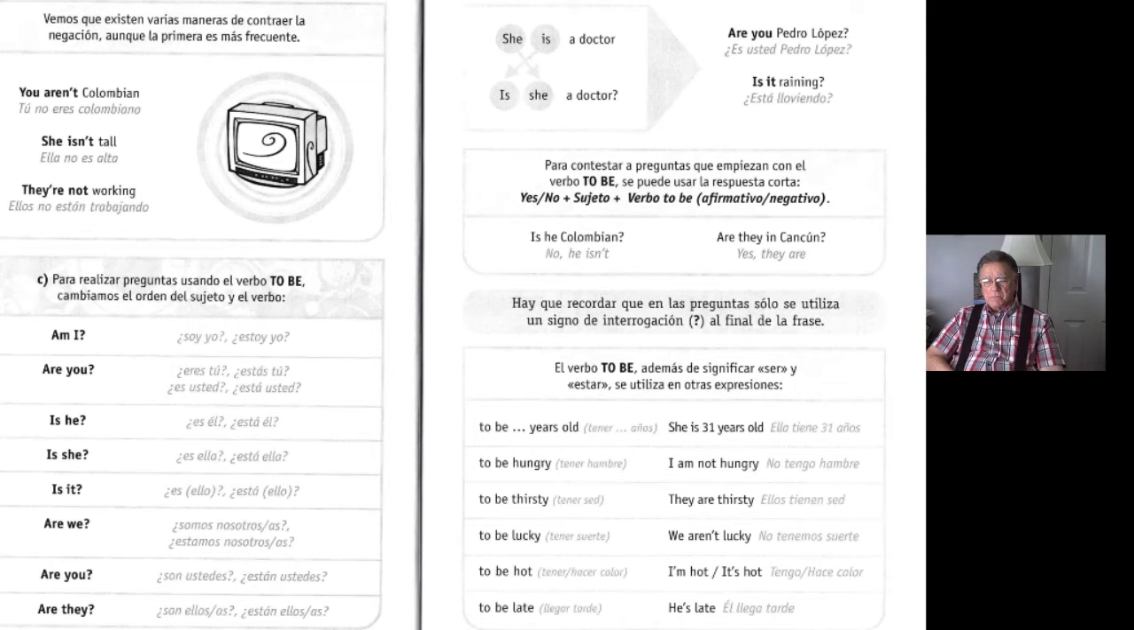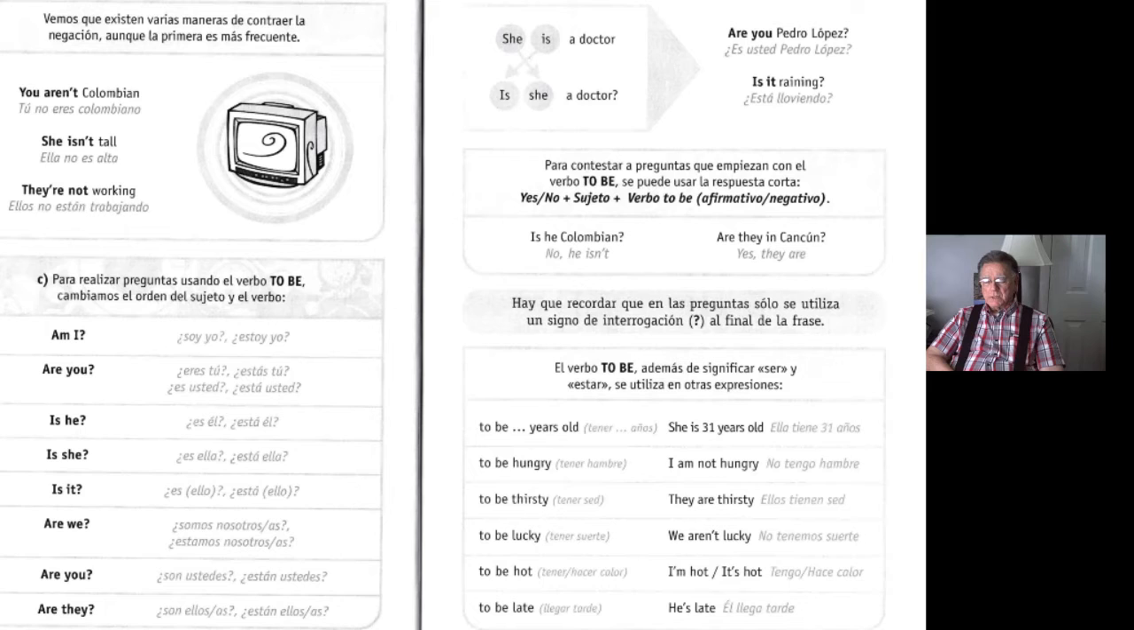And then they're not working. It's a combination again of they and are. They're not working. Ellos no están trabajando. To make questions using the verb to be, we change the order of the subject and the verb.